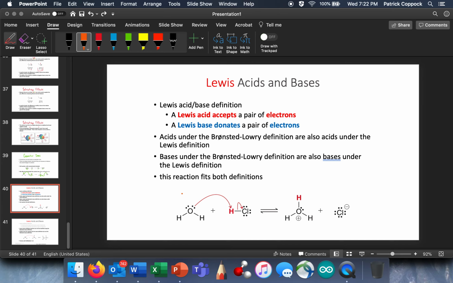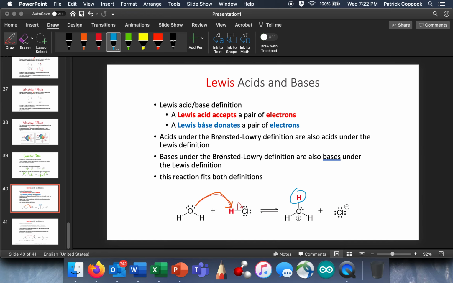Lewis, right? Because if this is acting as a base, look at this. Here's my base, and a Lewis base donates a pair of electrons. So it's donating a pair of electrons, right? Another way to say that with the Bronsted-Lowry is that it's accepting the hydrogen ion, right? So if you have a Bronsted-Lowry acid, you also have a Lewis acid, okay?